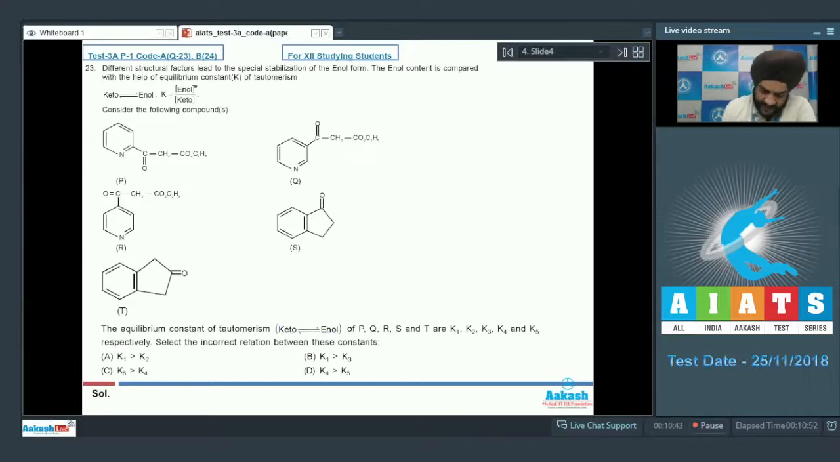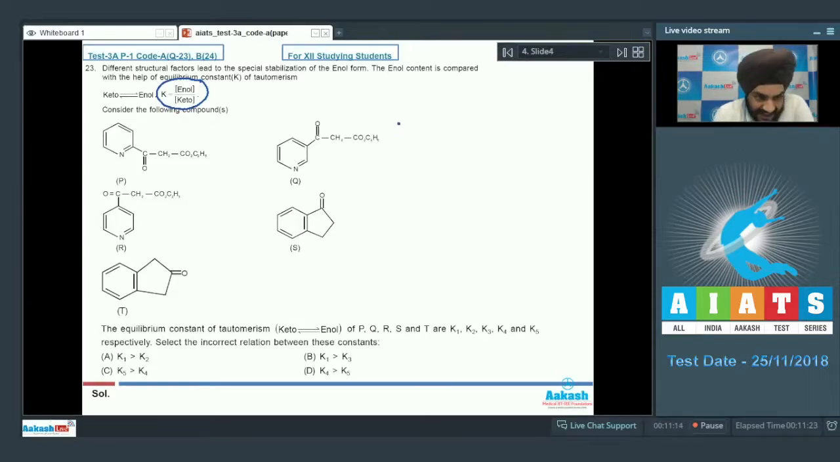It is already mentioned to us that the K is represented by concentration of the enol form to the concentration of the keto form. So the examiner just seems to be interested in knowing in which species the enol form is a major contributor to the equilibrium mixture. If we look at option P, Q and R, P, Q and R are just positional isomers of each other.